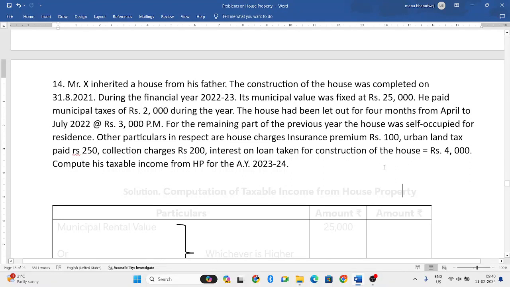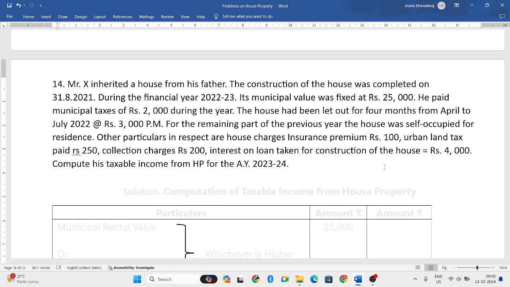In this particular video, we'll solve one more problem in which we have to calculate the taxable income from house property. Mr. X inherited a house from his father. The construction of the house was completed on 31st August 2021. During the financial year 22-23, its municipal value was fixed at rupees 25,000. He paid municipal taxes of rupees 2,000 during the year.